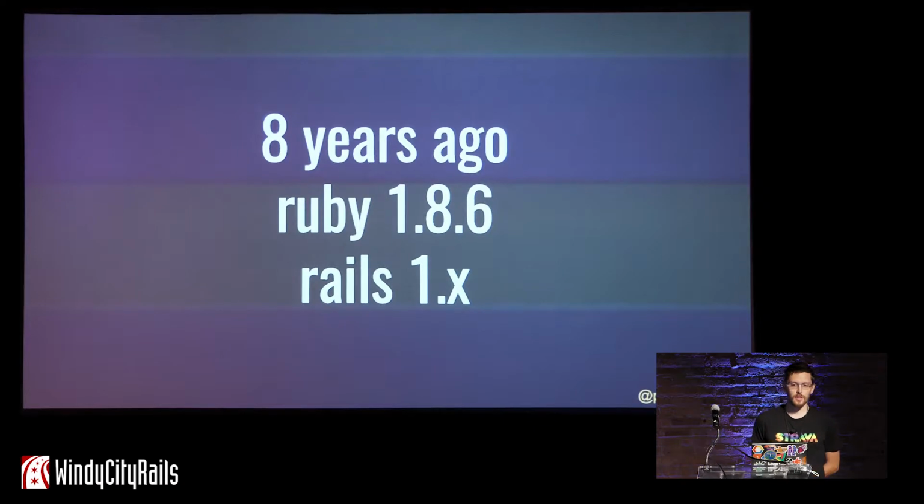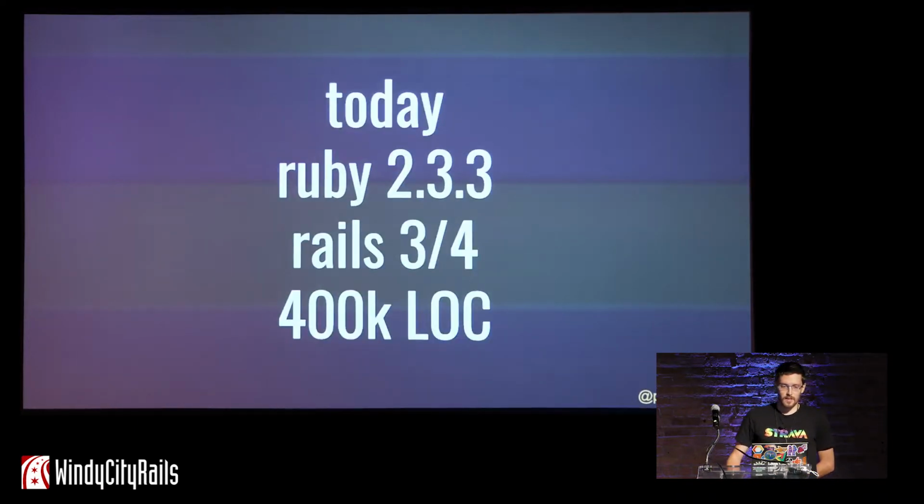So, as you may have guessed, we use Rails at Strava. Our Rails app started its life over 8 years ago as a Rails 1 application, and we were using Ruby 1.8.6. Today, it's evolved into a monolith. It's a Rails 3 application that we're in the process of upgrading to Rails 4, and we're running Ruby 2.3.3.